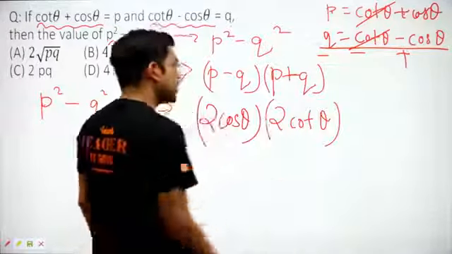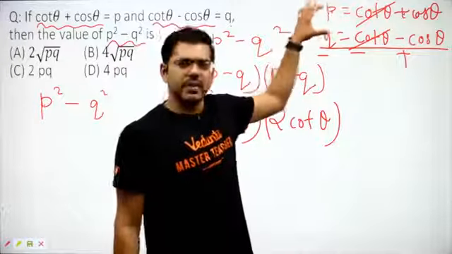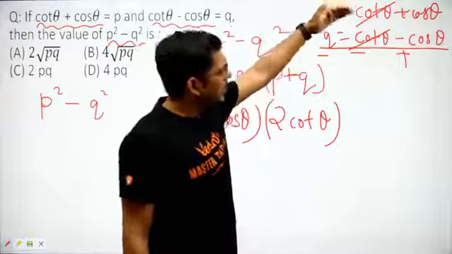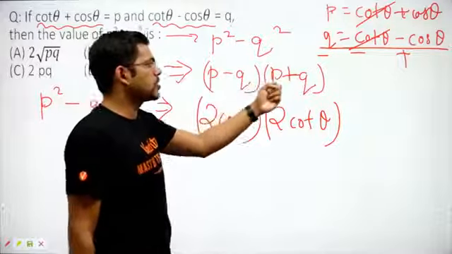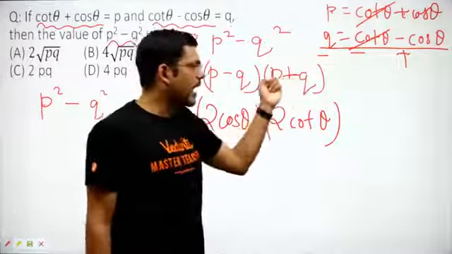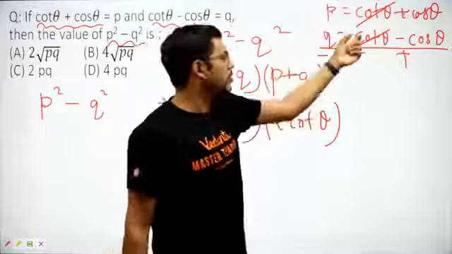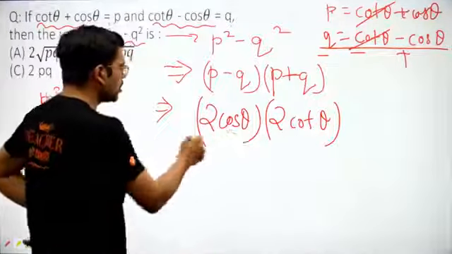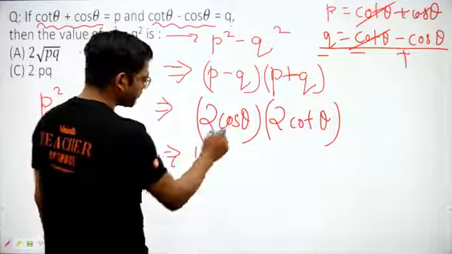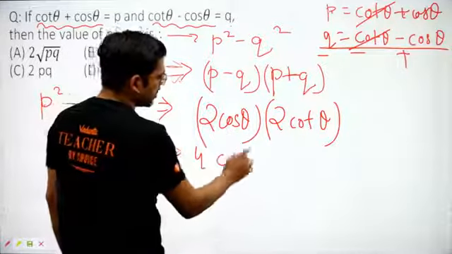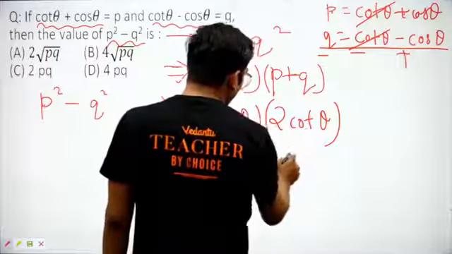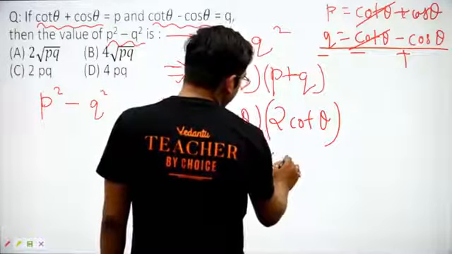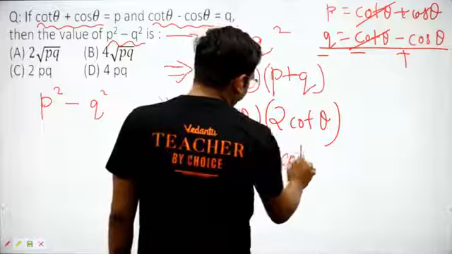If you have not understood it, this is a very easy concept. You can just pause this and write it down in your copy, and then try to subtract P minus Q like this, and then add P plus Q. You will get these two results. 2 into 2 will be 4. This is cos theta into this is cot theta. Now this is cot theta, so this will become cot theta.